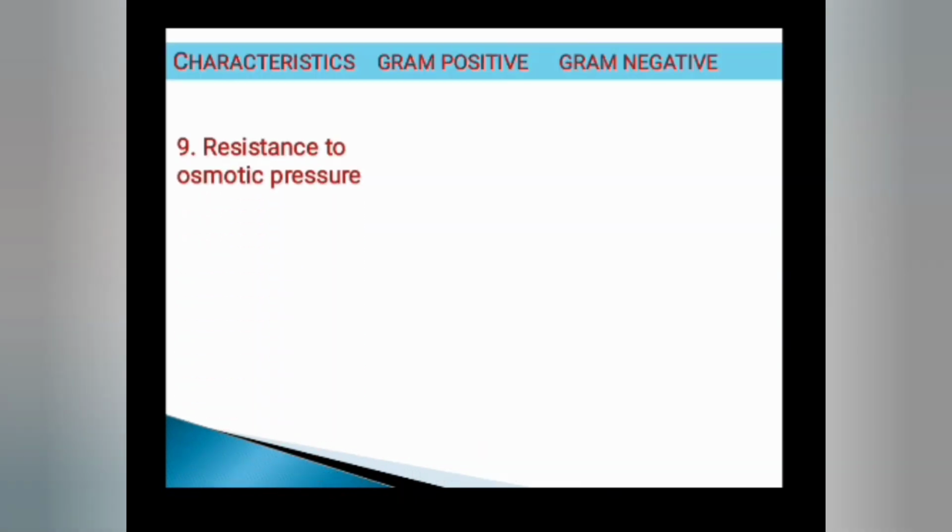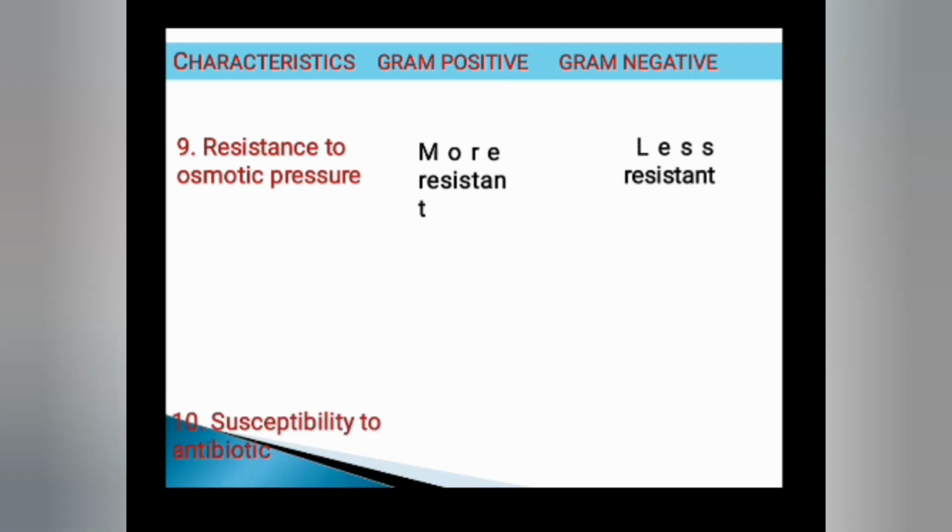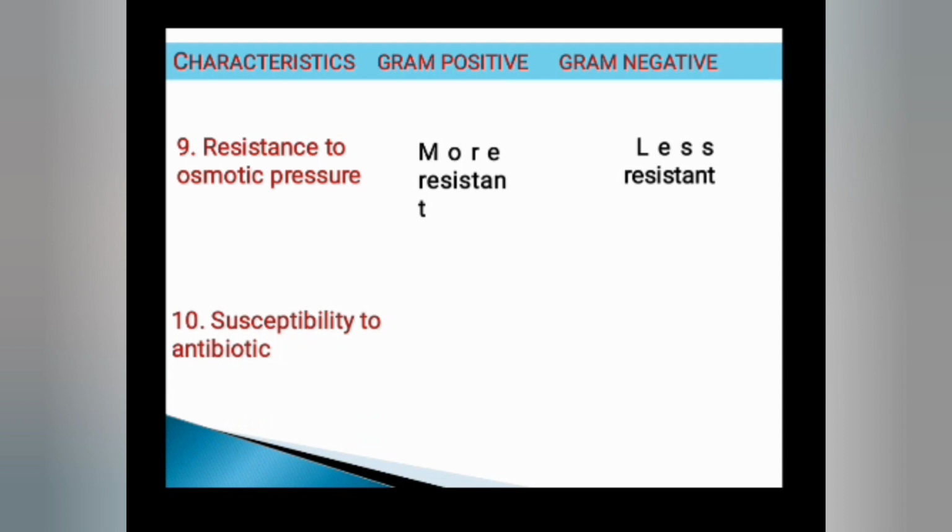Next are the characteristics of resistance or susceptibility to different factors. The first is resistance to osmotic pressure. The gram-positive cells are more resistant and the gram-negative cells are less resistant. Susceptibility to antibiotics: gram-positive cells are highly susceptible because they do not contain the outer membrane. But gram-negative cells are less susceptible to antibiotics because of the presence of the outer membrane, which acts as a barrier.